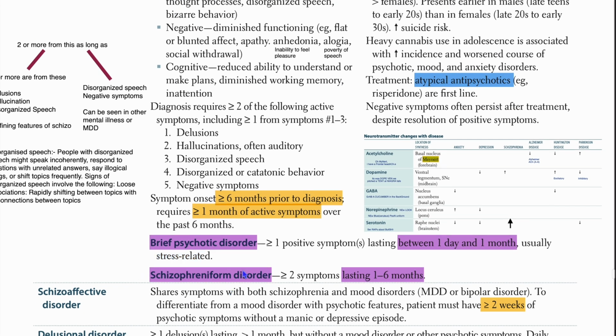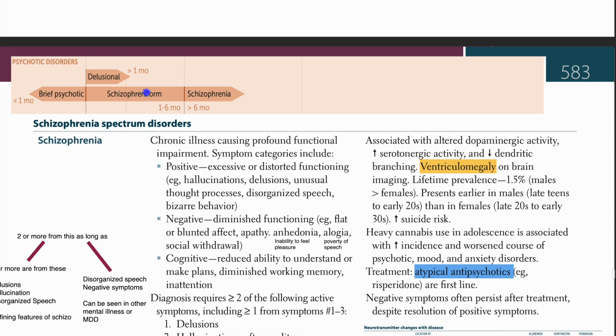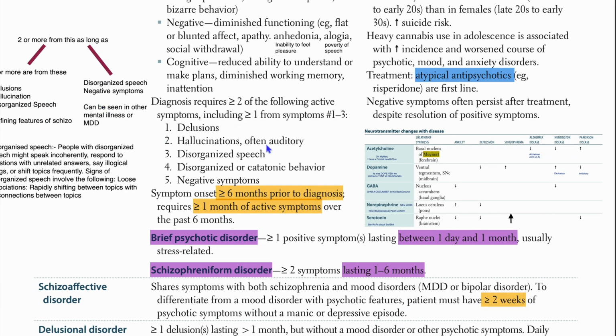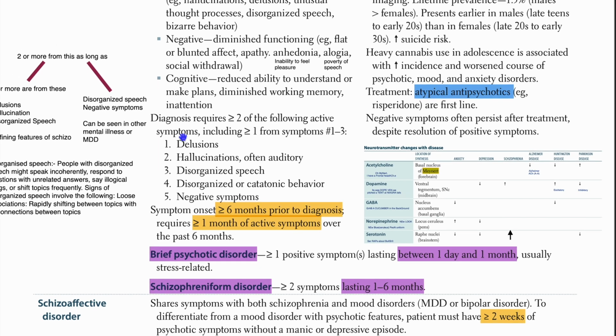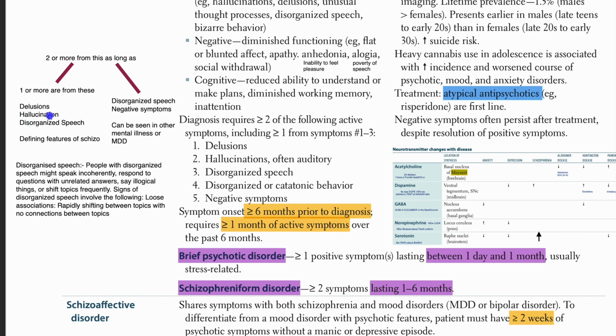And then you have schizophreniform disorder. This is two or more symptoms lasting 1 to 6 months, and the symptoms are any of these. So that's schizophreniform. For it to be schizophrenia, it has to be two or more, and one of them has to be from these three, and the other one can be from these three or these two.